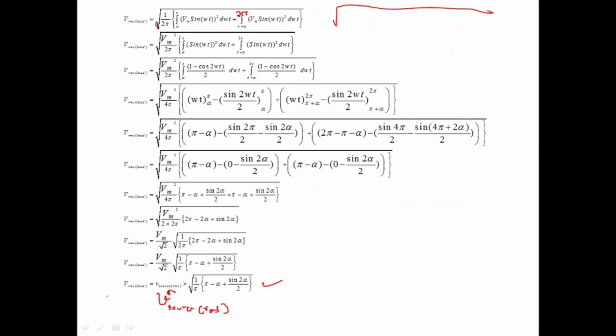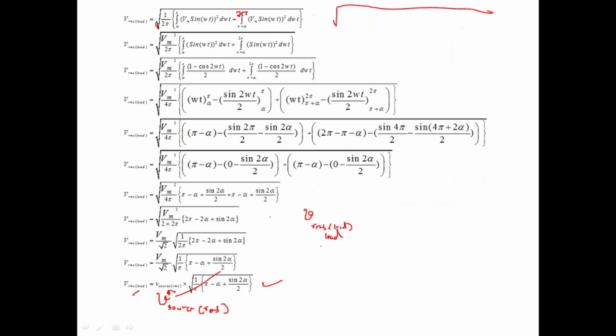V RMS of load. So whatever this is, it is V RMS of the load. You can write it in any format. You can write load here also. V RMS of the load, we got the formula. Okay. Next.